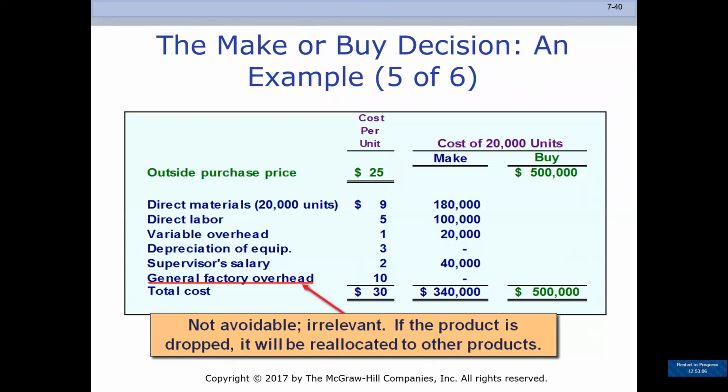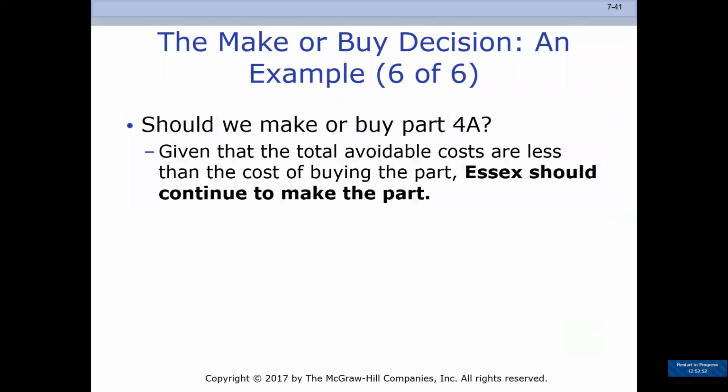So what's this all about? Oh, they just tell us the same thing I just said. The general factory overhead is not avoidable, therefore it's irrelevant. If the product is dropped, they're going to allocate that factory overhead to somebody else. And should we make or buy? Given that the total avoidable costs are less than the cost of buying the part, Essex should continue to make it. That way it costs them $340,000 instead of $500,000, or $160,000 ahead.